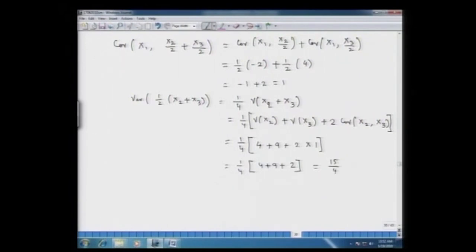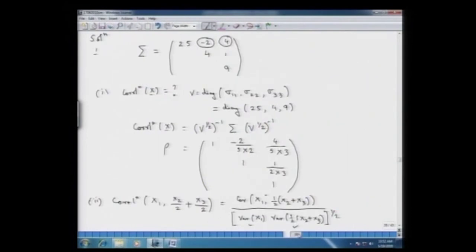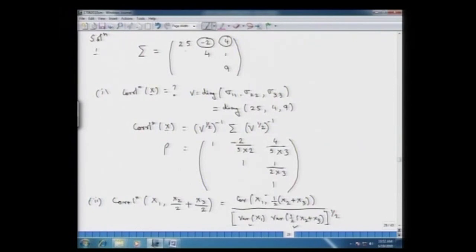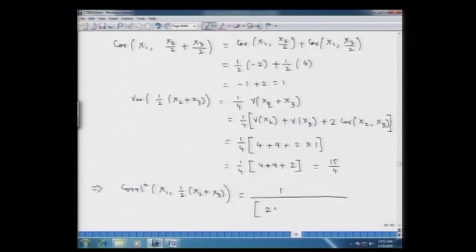So, we have the constituent elements to compute this particular correlation term, so that what we finally get, this would imply that the correlation coefficient between x 1 and half of x 2 plus x 3, that is given by the covariance of this term, which has turned out to be 1, and then we have variance of x 1 that is given by 25. So, this is 25 multiplied by 15 by 4 into half, and that is what is the correlation coefficient between the two random variables derived from the random vector. So, that solves the first problem.